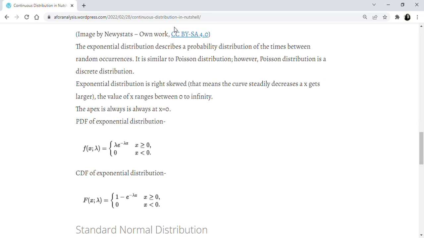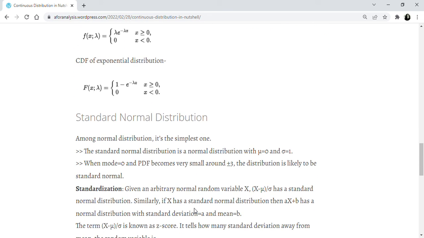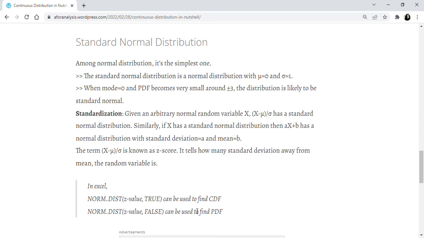The CDF or cumulative distribution function looks something like this for exponential distribution. So for x greater than or equal to 0, the cumulative distribution function will be 1 minus e to the power minus lambda x, and when x is less than 0, the cumulative distribution function will also be 0. Next is standard normal distribution. Now this is just a variant of normal distribution, nothing else. This is actually the simplest variant of normal distribution.